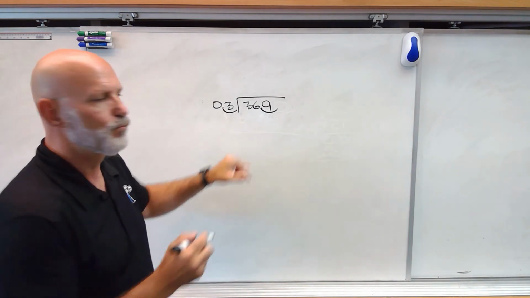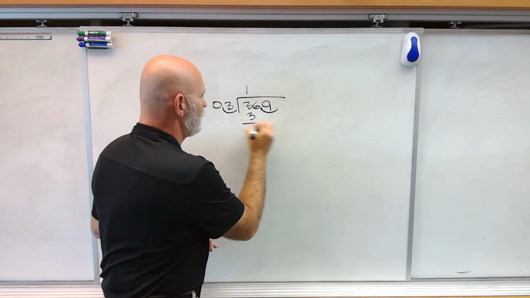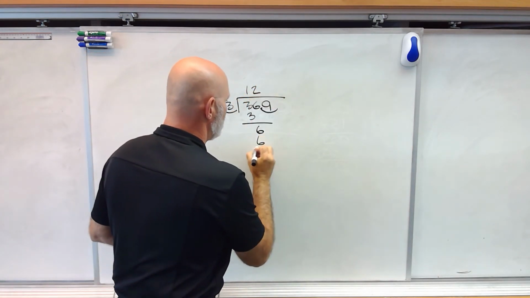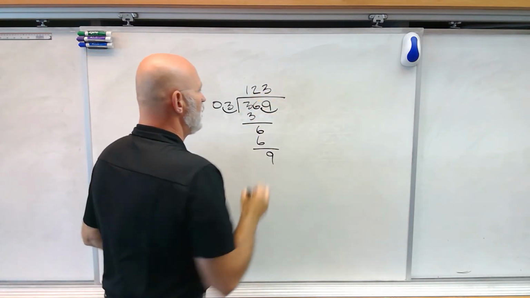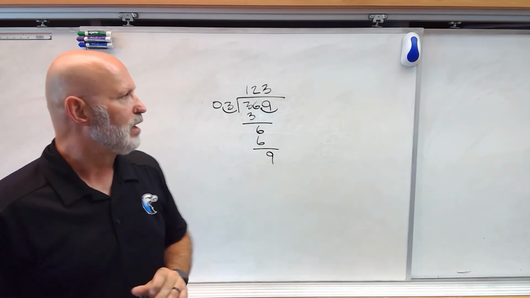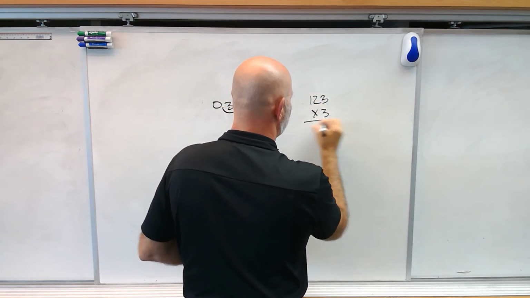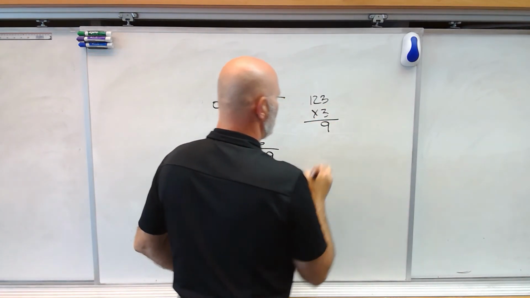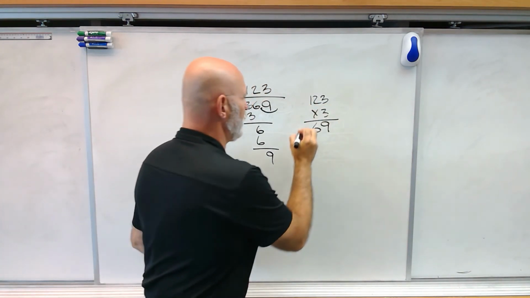So 3 goes into 3 once. Okay, so I've got a 3 there. Bring down my 6. 3 goes into 6 twice. Bring down my 9. 3 goes into 9 3 times. So my answer is 123. Now I can just take my 123, multiply it by 3. 3 times 3 is 9. 3 times 2 is 6. And 3 times 1 is 3.